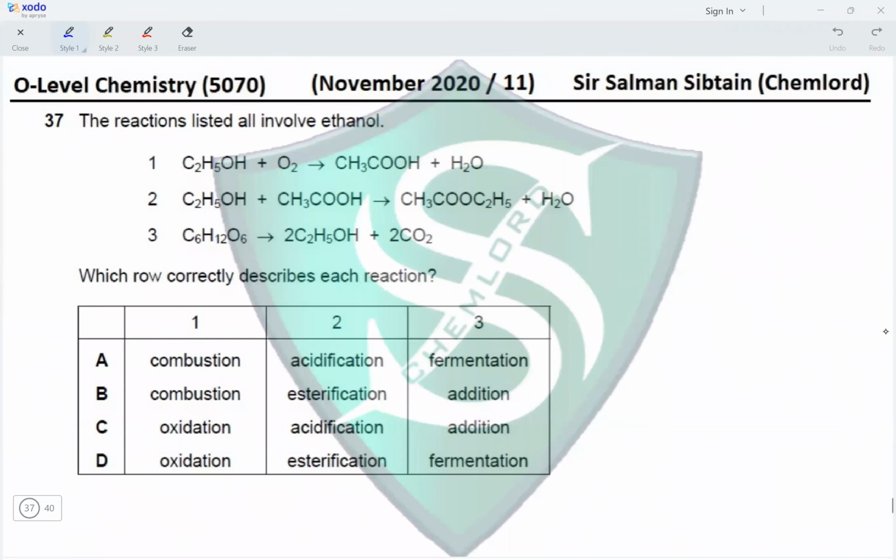Question 37. The reactions listed all involve ethanol. Okay, ethanol is oxidized to carboxylic acid because it is reacting with oxygen. So this is oxidation of ethanol. Next, C2H5OH, ethanol, and CH3COOH, ethanoic acid forms an ester plus water. So this is esterification reaction.